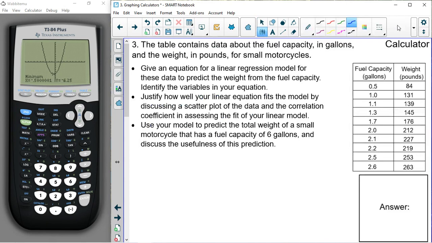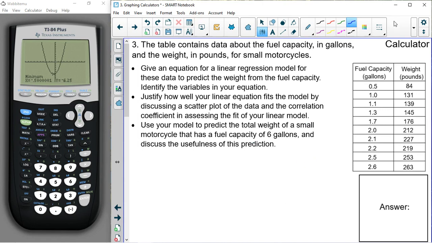Excellent. Number 3. The table contains data about the fuel capacity in gallons and the weight in pounds for small motorcycles. And they give us this table of values, and let's see what they're asking us to do with that. We have to give an equation for a linear regression model for these data to predict the weight from the fuel capacity. Identify the variables in your equation. Then we have to justify how well your linear equation fits the model by discussing a scatter plot of the data and the correlation coefficient in assessing the fit of your linear model. And finally, we have to use our model to predict the total weight of a small motorcycle that has a fuel capacity of 6 gallons and discuss the usefulness of this prediction.